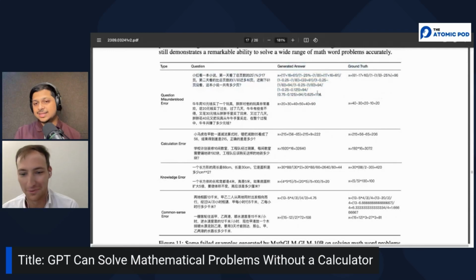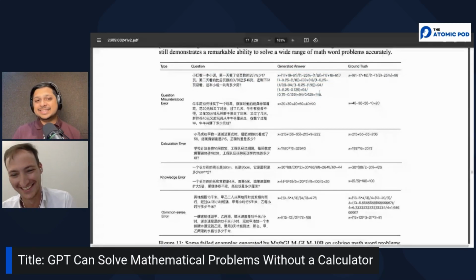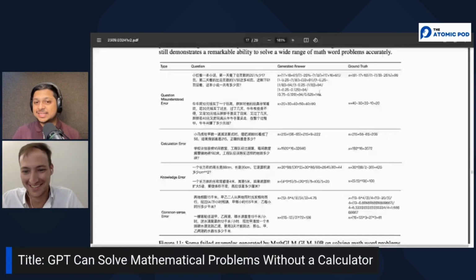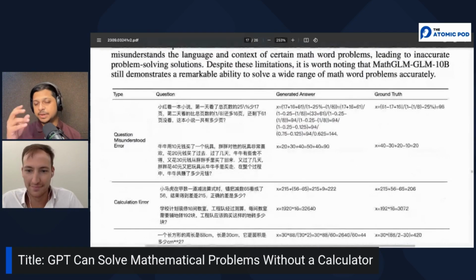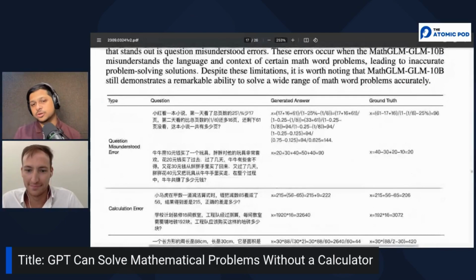That's just horrible. Now, if you look at this, this is a typical question misunderstood error, where it did not come up with the correct set of calculations. If you look here, these are the correct calculations which led to an answer of 96. It completely messed up the calculations, the priority of different operations, and it messed up the output.